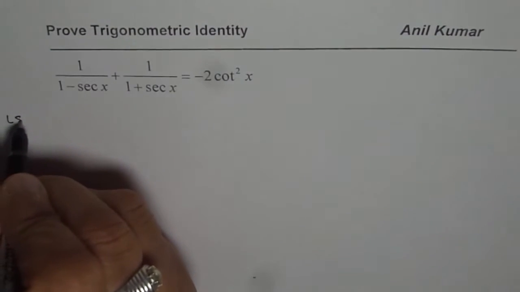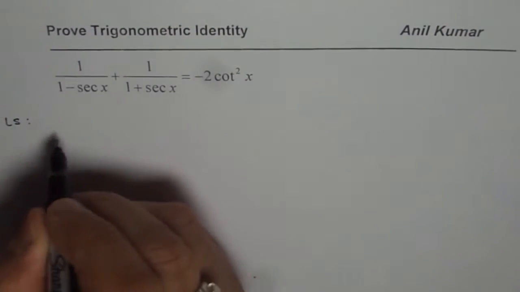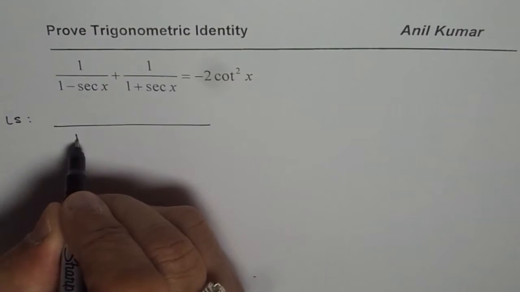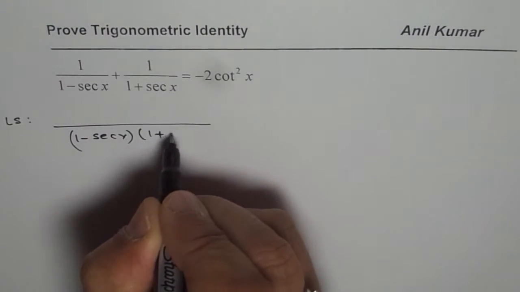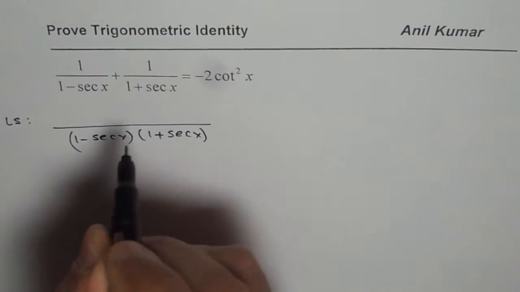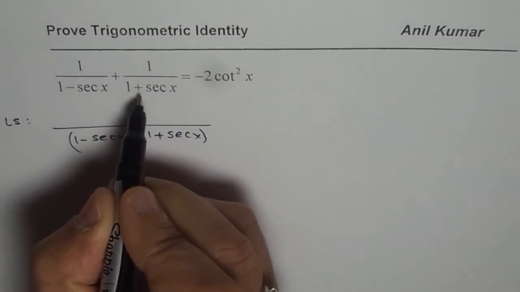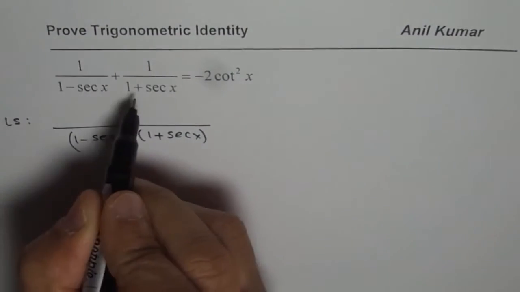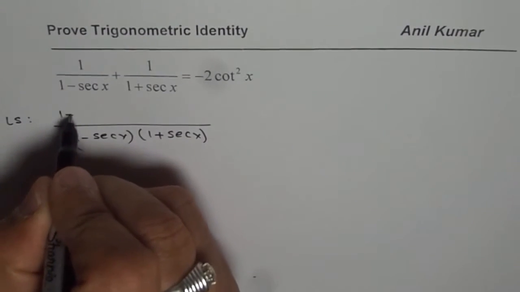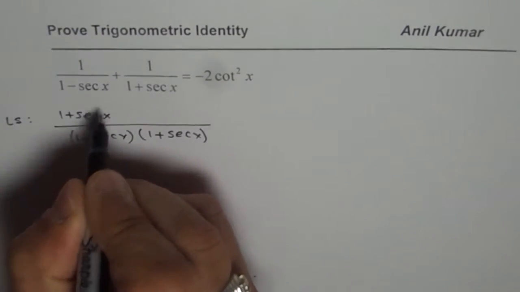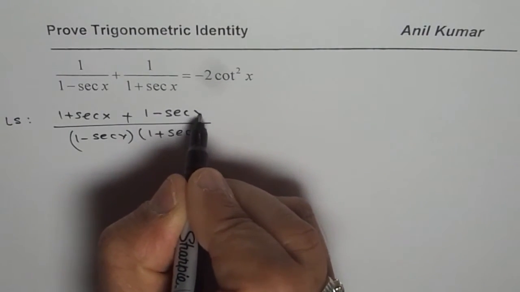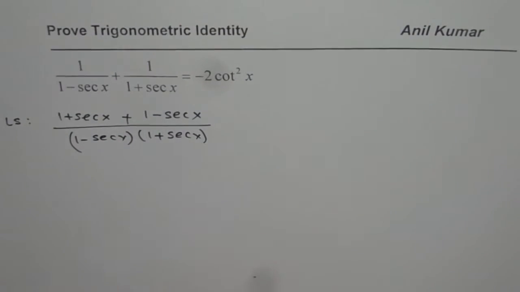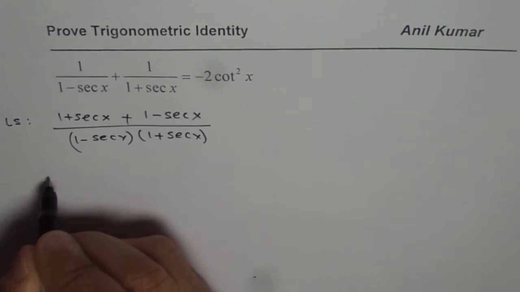Let's begin with the left side. So we can take a common denominator of 1 minus secant x times 1 plus secant x. So when we take that as a common, we have to multiply the first term by 1 plus secant x. We get 1 plus secant x in the first term, and the second term by 1 minus secant x. So that is what you get after taking the common denominator.